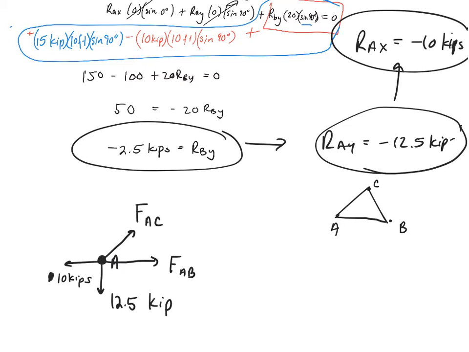Anyway, recognize that FAC is acting at an angle. So FAC is pulling up and to the right. FAB is only pulling to the right. So what we can do is look at the y direction only first, because FAC is the only thing acting in the y direction, and we can easily figure out its value as a result. But the problem is we have to think about trigonometry.